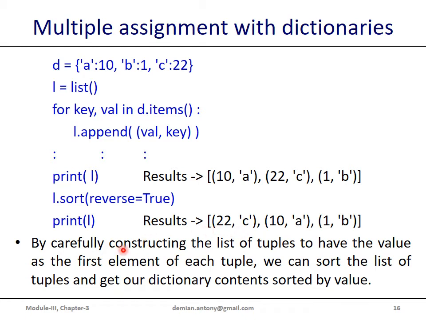So by carefully constructing the list of tuples to have the values as the first element of each tuple, we can sort the list of tuples and get our dictionary content sorted by value. Similarly, we can sort the dictionaries based on the keys by storing the keys as a first element followed by a value.